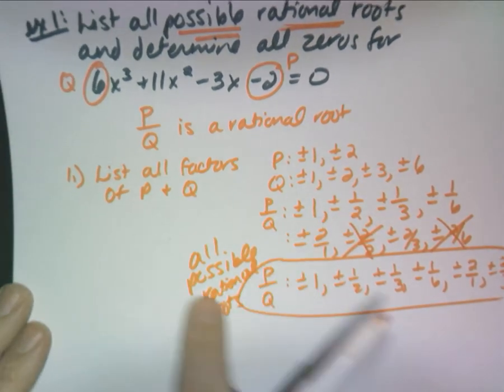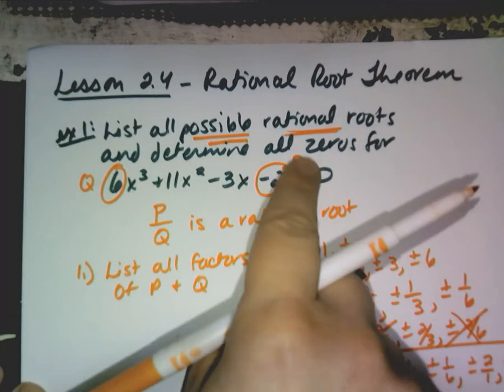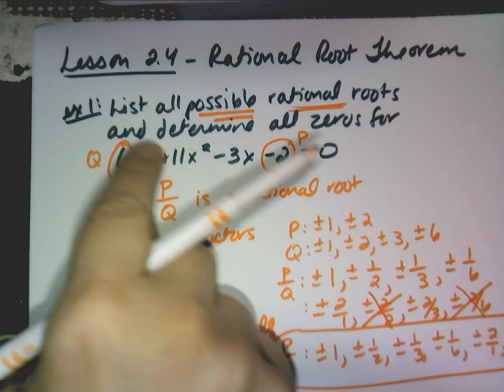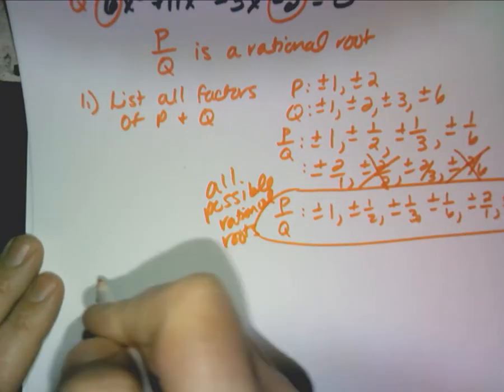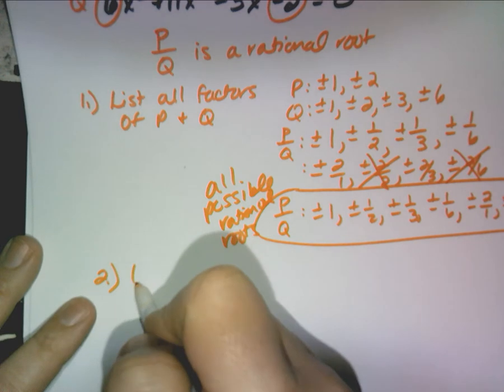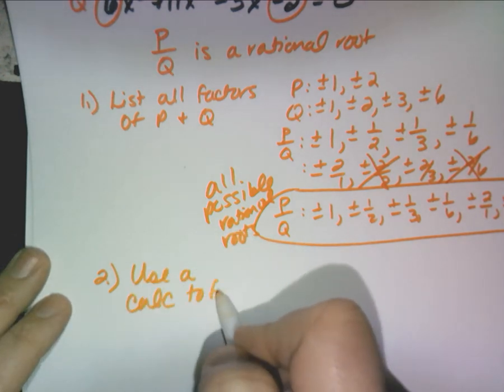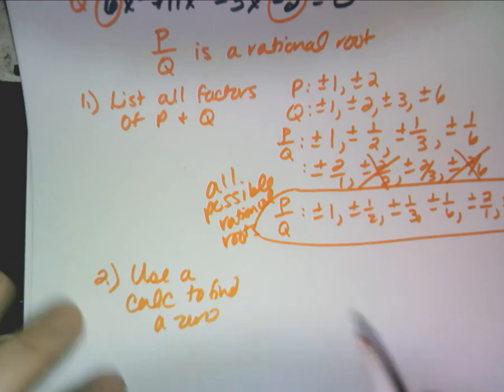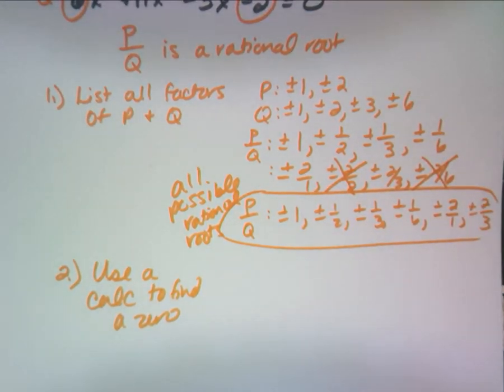So here's the first part of the question. We found all the possible roots, all the possible rational roots. Now we're going to determine all the zeros. So here's your second step to determine all the zeros. Use a calculator to find a 0. Use a calculator. So go to my calculator.